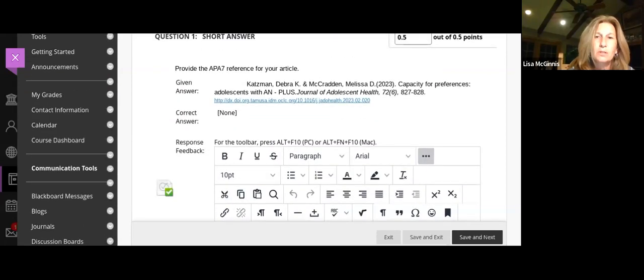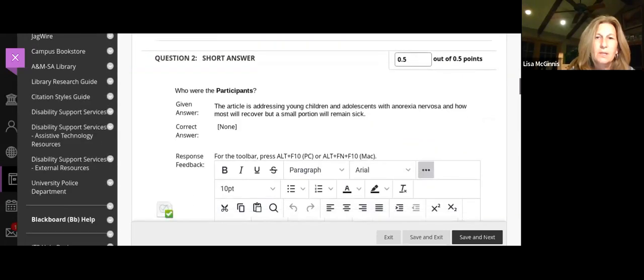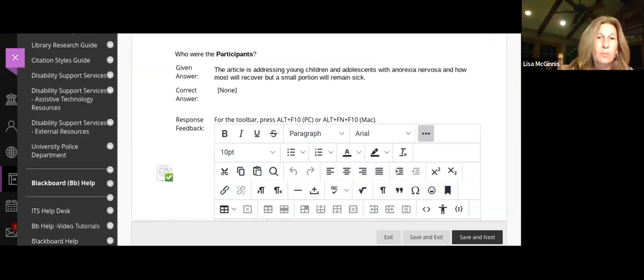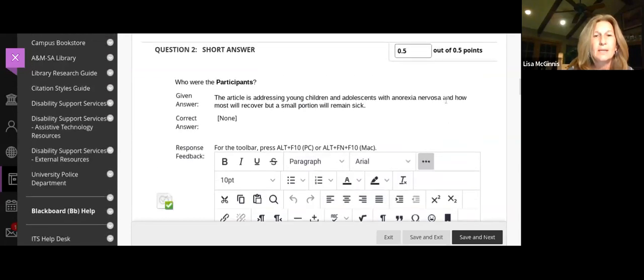Okay, so this was an article discussing, we'll see in just a moment, anorexia nervosa. So here's the participants. Most of you did fine on figuring out who the participants were. That was pretty cut and dry. For the purposes of this article, it is addressing young children and adolescents with anorexia nervosa. And then you'll notice that this person continued to say, and how most will recover, but a small portion will remain sick. Really, that could be cut off, because all we're asking for here is the participants.